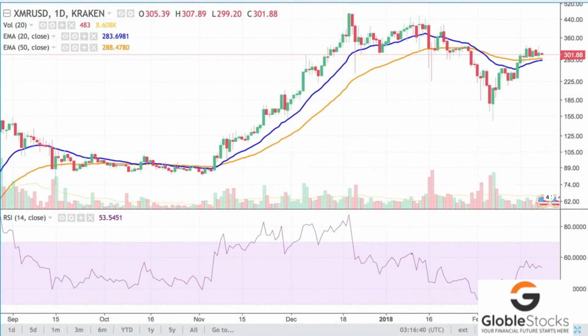The next chart is XMR versus the US dollar. This is a different cryptocurrency, Monero, which is an anonymous form of cryptocurrency. This is a 1-day chart on the Kraken exchange. In this case, we saw the price hit a new high above 440 in December with an RSI reading above 90. The next time the price went to break out above that high, it failed and the RSI was way lower. This shows you that there wasn't as much bullish momentum during this rally as there was at this one. And what happened? The price dropped about 50% in the next month.